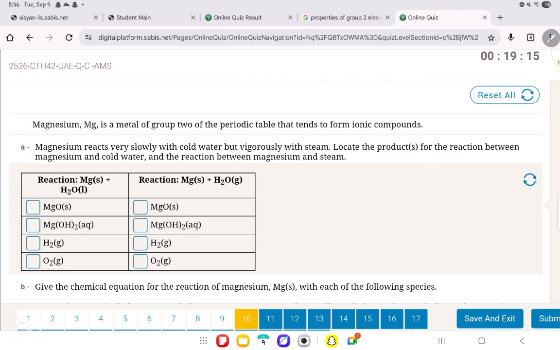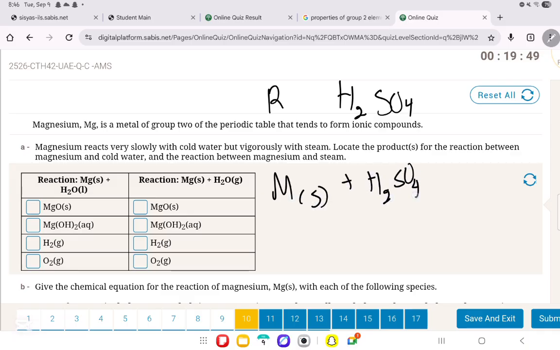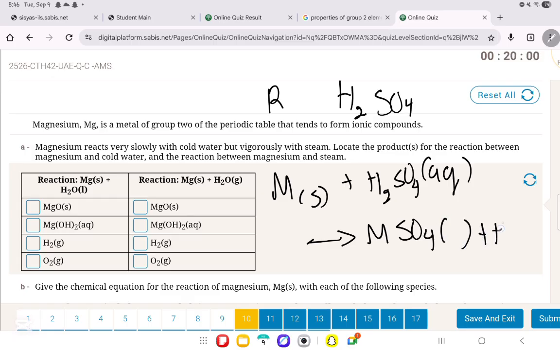Now we move on to the reaction with H2SO4. Here we have one homogeneous equation, only one equation. However, we need to know whether it's going to be aqueous or solid. So what is the general equation? The metal solid will react with H2SO4 aqueous to give us metal SO4, which we will denote if it's aqueous or solid, plus H2 gas.